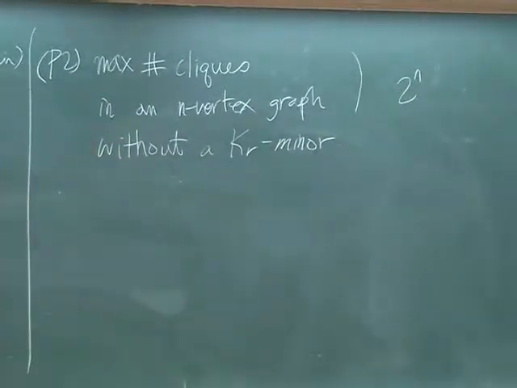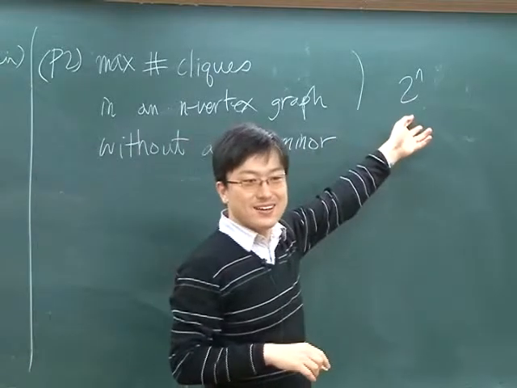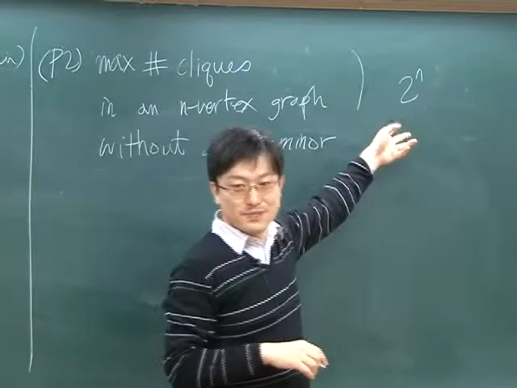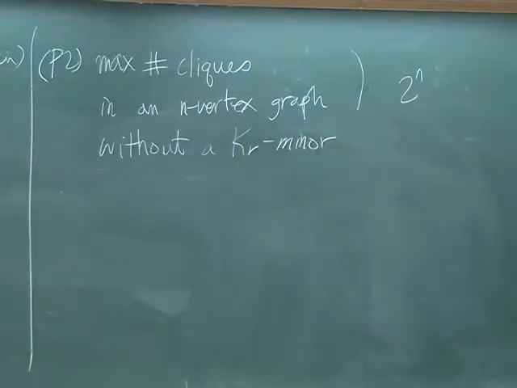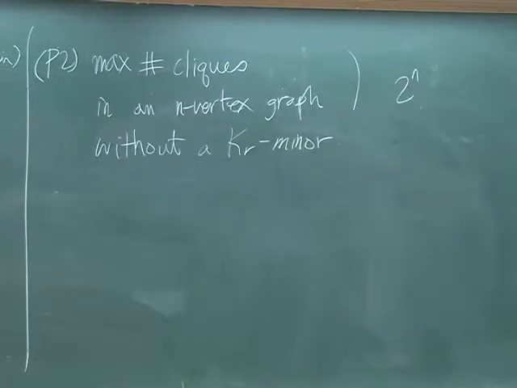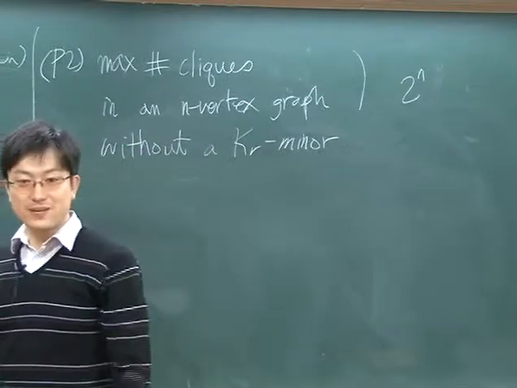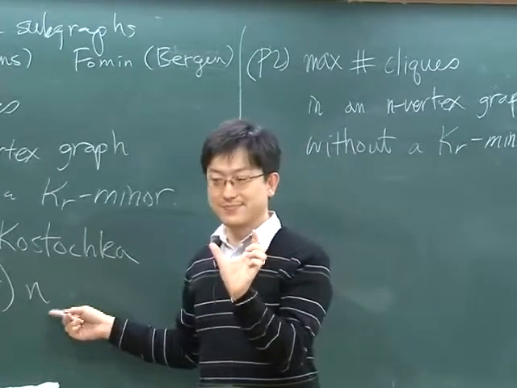Right? So now the problem is different. We are asking what is the maximum number of cliques in a graph without a K_r minor. It should be less than 2 to the n, but it could be polynomial, or cubic, or quadratic, or linear. But it should be at least n, because every edge is a clique, right?